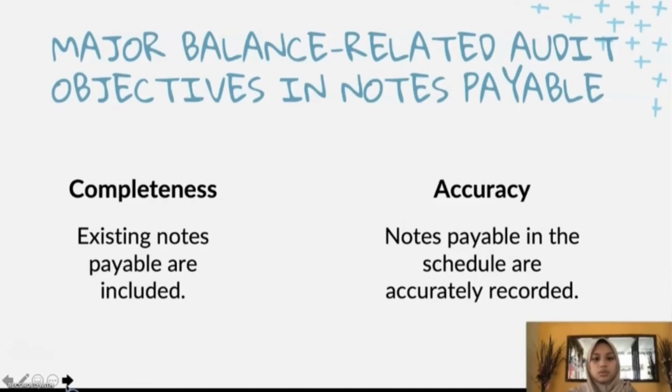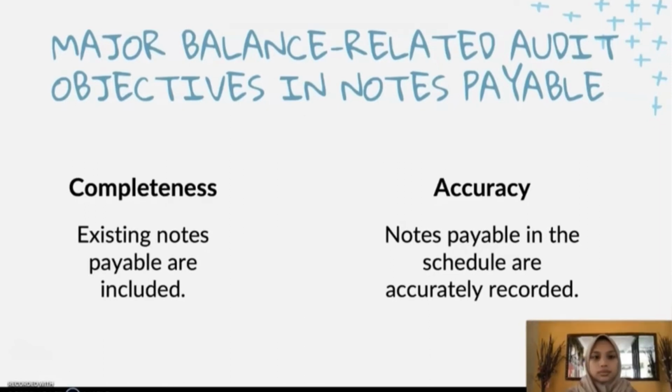The two most important balance-related audit objectives in notes payable are that existing notes payable are included, which is completeness, and that notes payable in the schedule are accurately recorded, which is accuracy. The objectives are vital because a misstatement can be material if even one note is omitted or incorrect.